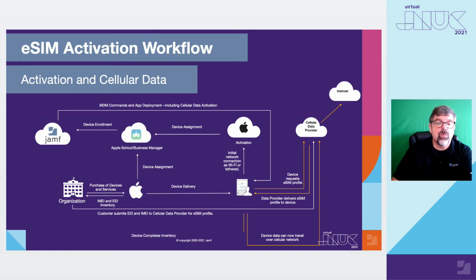And the last piece of the workflow is your device will submit its comprehensive inventory into your Jamf Pro or Jamf School server. This information will include your carrier, the phone number or the cellular data number, and the ICCID number. Those are critical pieces of information for you.